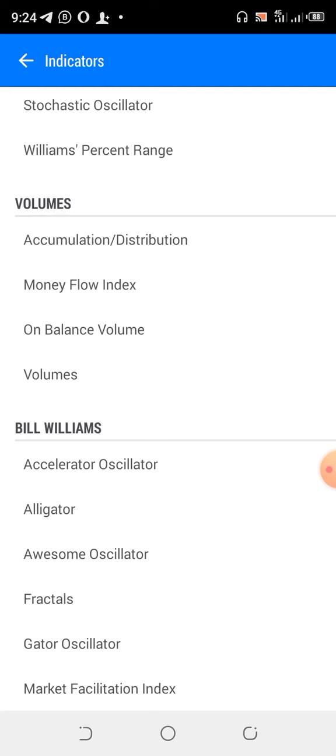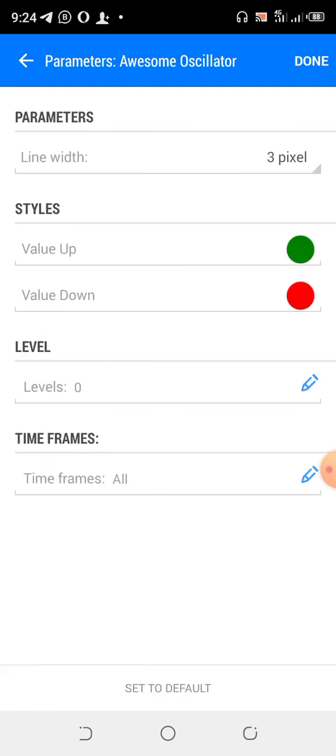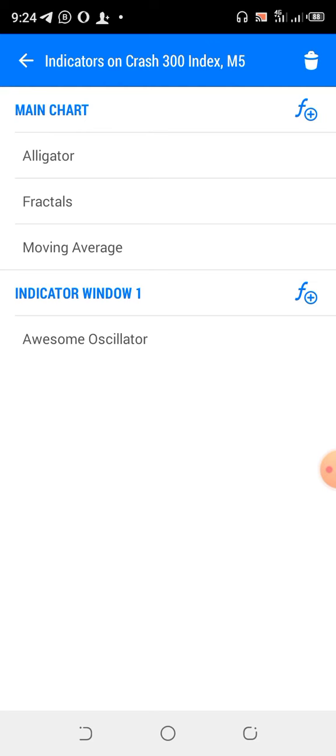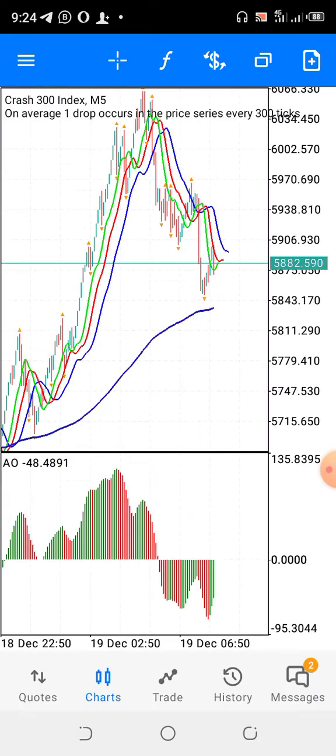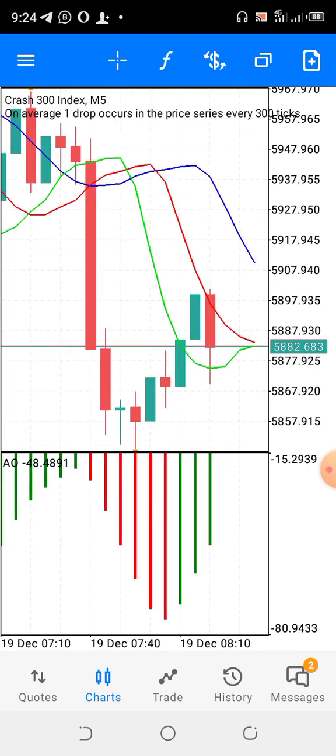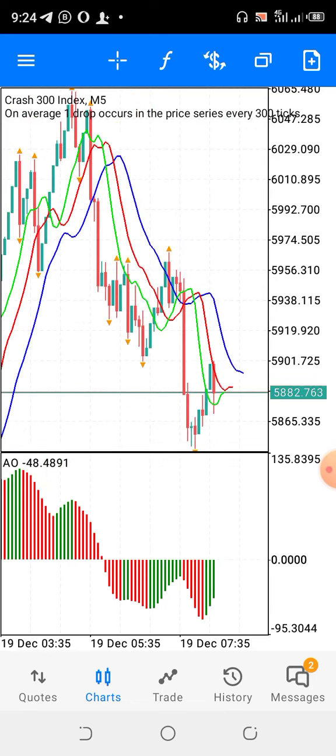This is the Oxum oscillator. We want to draw it from the Bill Williams group. You can choose any color of your choice, but I prefer the default settings. So this is what we have. We are not changing anything in it. This is what I just added now, the window.